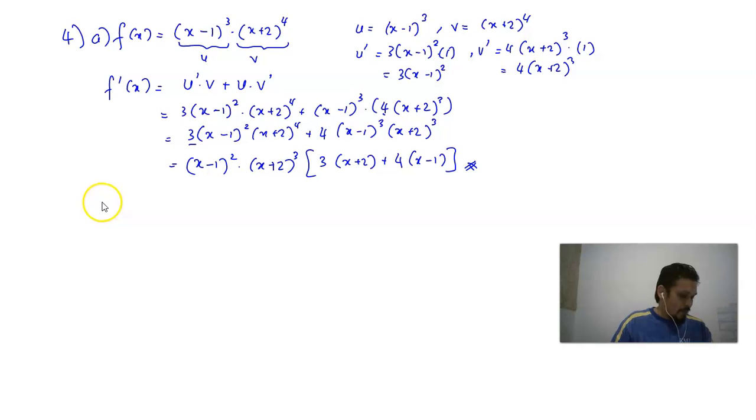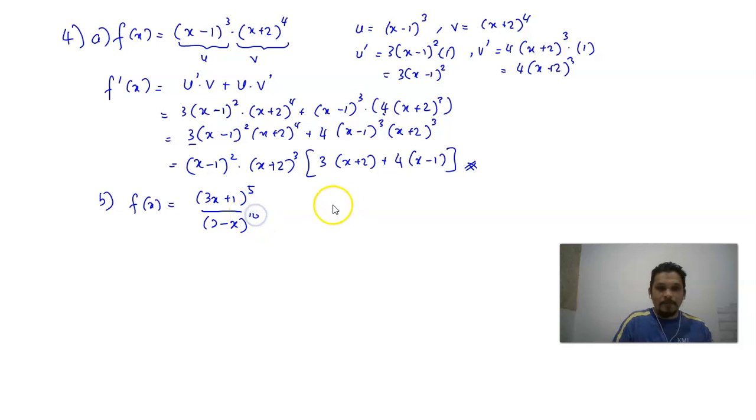Now for B. Okay, B, f(x) equal to (3x plus 1) to the power of 5 divided by (2 minus x) to the power of 10. Okay, u equal to (3x plus 1) to the power of 5 and v equal to (2 minus x) to the power of 10.